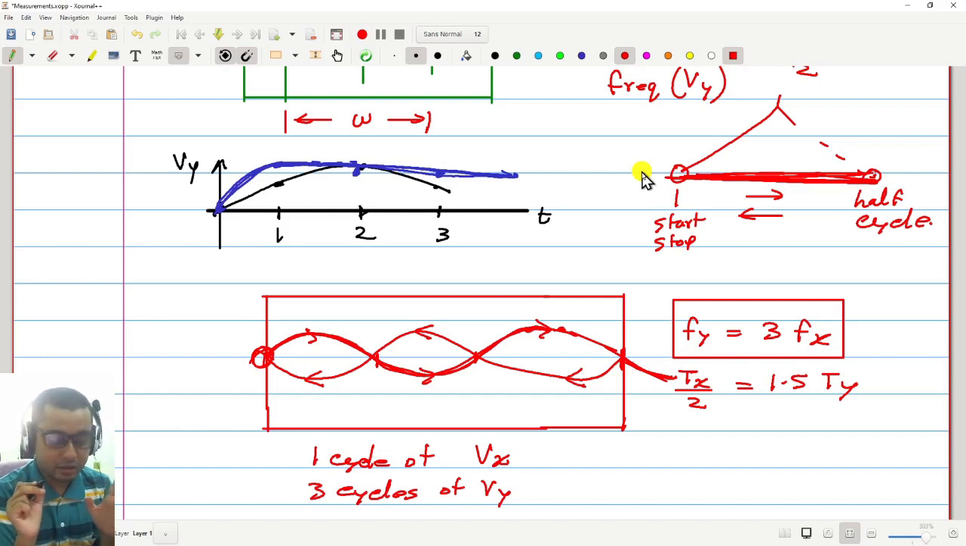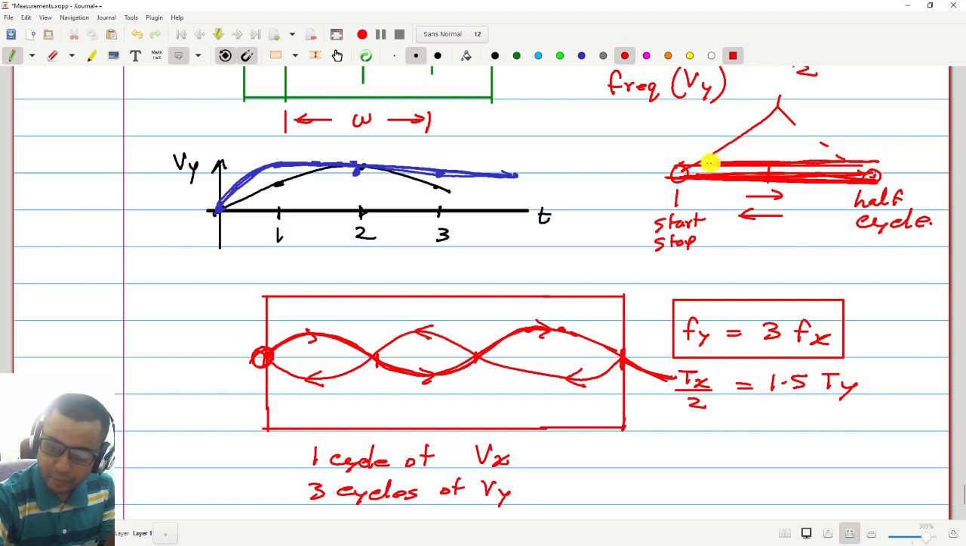No. See, one complete cycle you can always count starting from here, go to right, come back, go to left, come back. This is also one complete cycle. And if you start from extreme left, go to right, come back to the left, this is also one complete cycle. Or you start from any arbitrary point, maybe here, then go to right, come back, go to left, and come back to the same point. This is also a complete cycle. Starting point may be arbitrary. Okay.